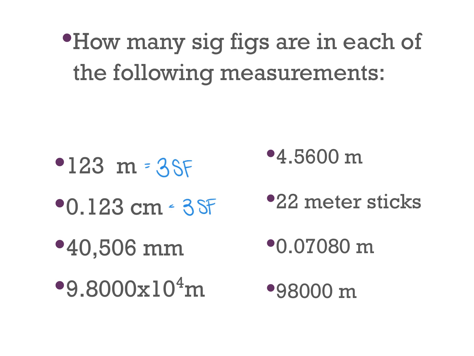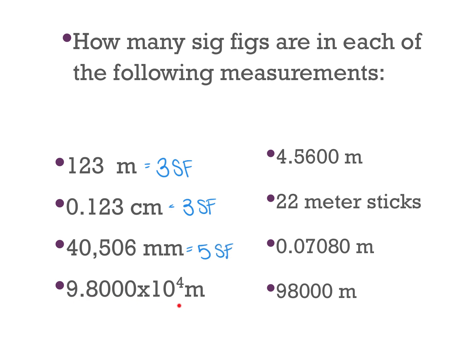40,506. Good. This is the sandwich rule. If zeros are sandwiched, are they significant? Yep. Is this one also sandwiched? Also significant. So how many sig figs for this number? Are we getting 5?